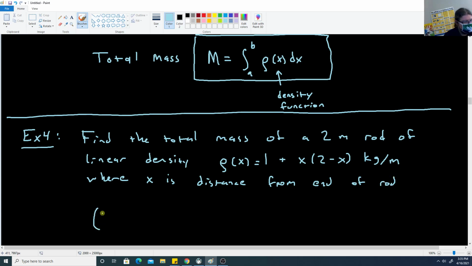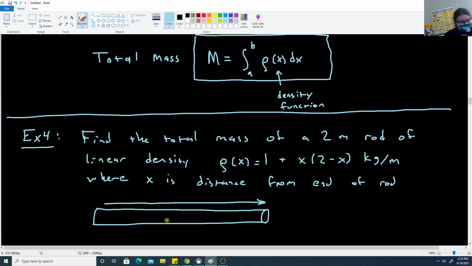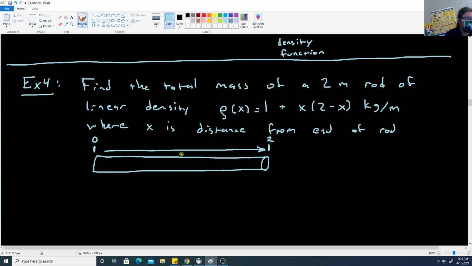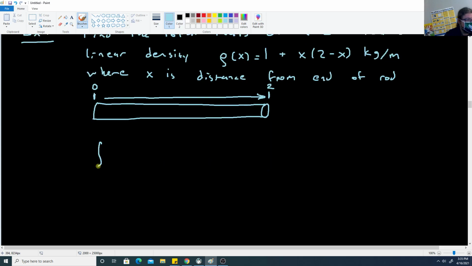So basically we've got some sort of cylinder here. Probably could have drawn that a little better. The density function tells me, as I move along the cylinder from one end to the other, how the density changes. So I'm going to set up my integral starting at 0 at one end of the rod, and since it's a 2 meter rod, we'll stop out here at 2 meters. Basically we'll set up the integral from 0 to 2 of the density function, which is 1 plus x times 2 minus x dx. This is the equation we want to integrate.